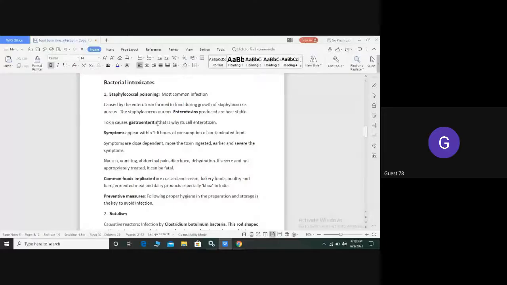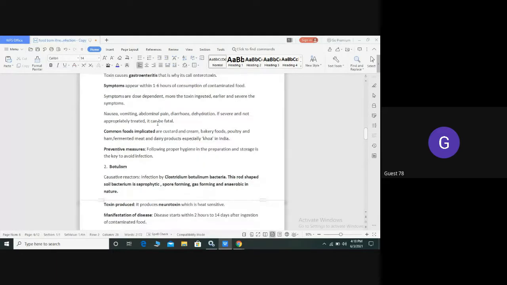And when you eat the enterotoxin, then after some time the symptoms appear: nausea, vomiting, abdominal pain, diarrhea, and dehydration. Because of diarrhea, dehydration follows, along with bloating, flatulence, abdominal cramps, and sometimes fever. These types of symptoms appear in this infection.